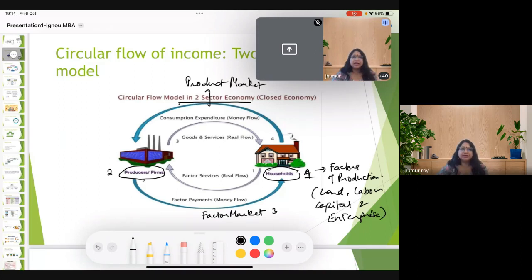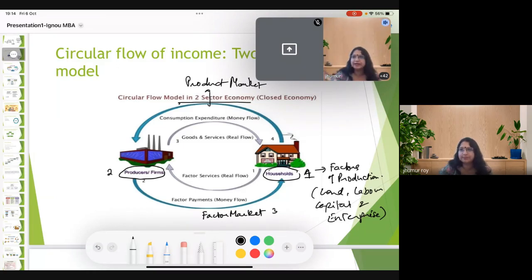So these are the four factors of production. Now, who gives these factors of production? It is the households who will give these factors of production. Now, what do they do? They will go to the factor market.